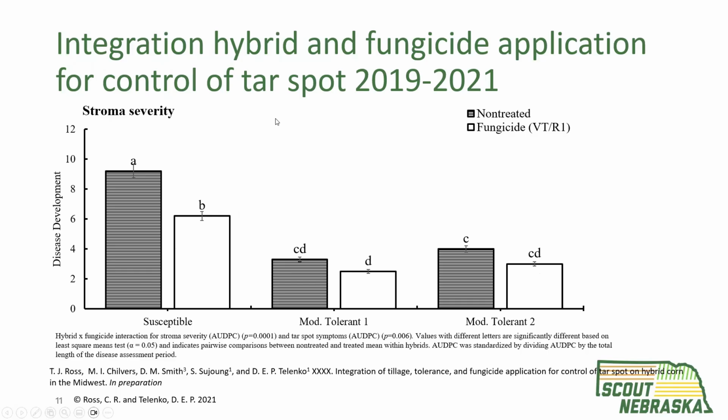And so when we think about integrating our hybrid selection and using fungicide applications, I really just want to make sure that you guys are understanding that a moderately tolerant or tolerant resistant hybrid is going to be your most economically efficient management on this disease. And so you can see that even when they did use a fungicide on a tolerant hybrid, it didn't decrease disease maybe near as much.